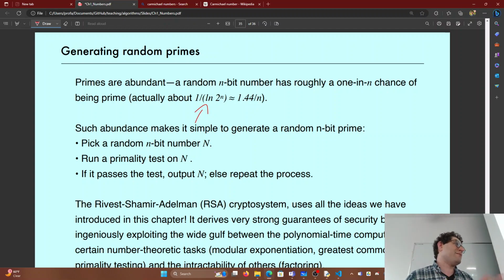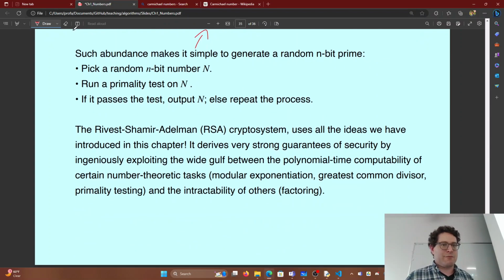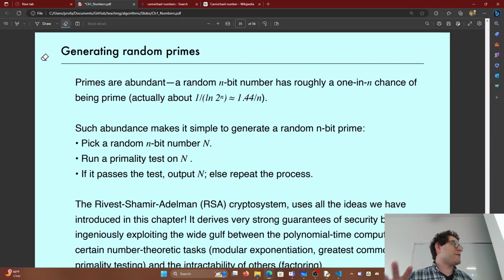So if we want to generate an n-bit prime number, like a 50-bit prime number, then we just pick a random number, generate random bits of ones and zeros, test it, and if not, keep doing it. And it's not going to take too long. On average, it's going to take linear time in the number of bits. Okay, so now we can generate prime numbers. We can test if numbers are prime. We can generate modular inverses. So we're going to take a break here.